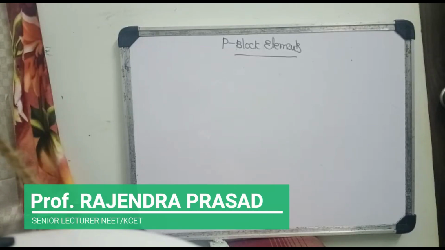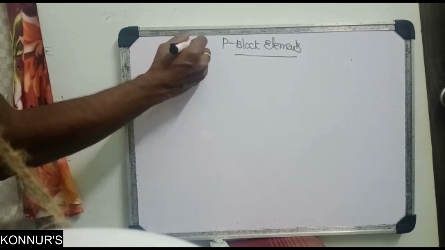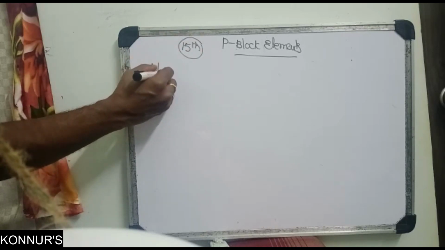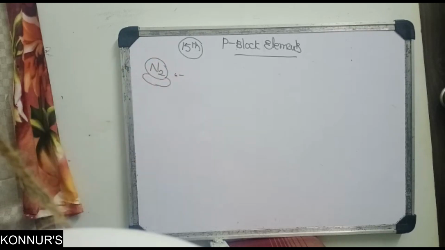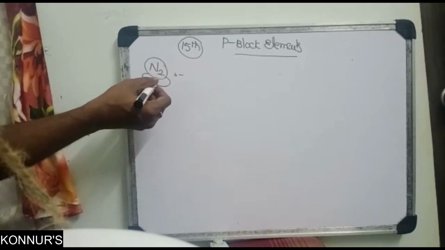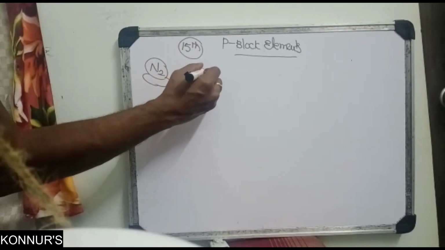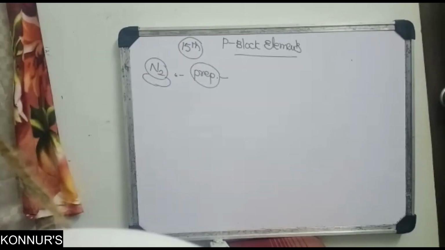See, now we are discussing P block elements. In that, some important compounds we are going to discuss. In the 15th group, first compound, you take nitrogen. In every nitrogen compound, preparations and chemical properties are the two important things. So, preparation of nitrogen.